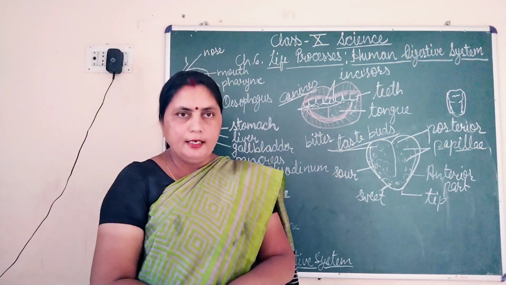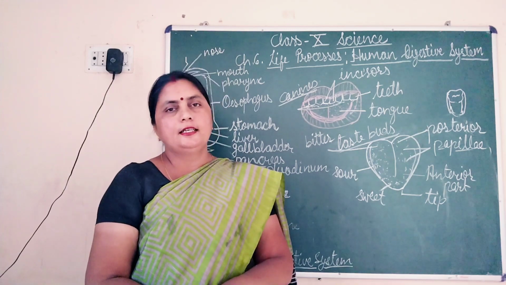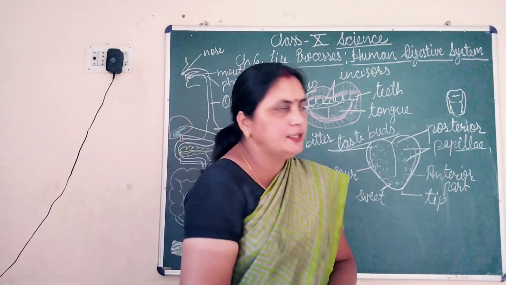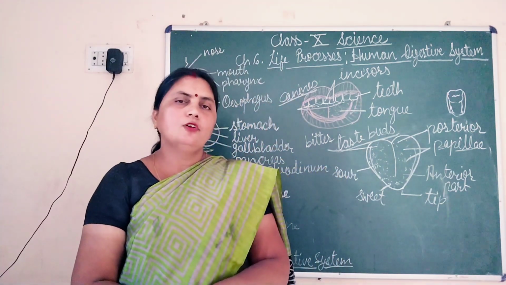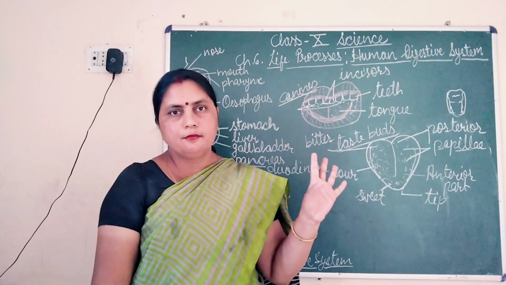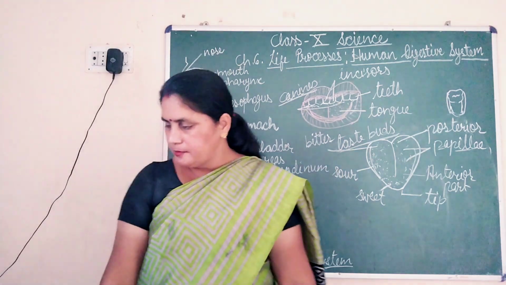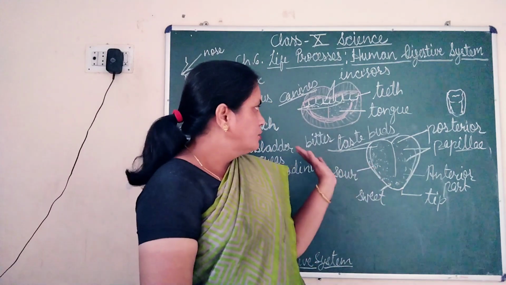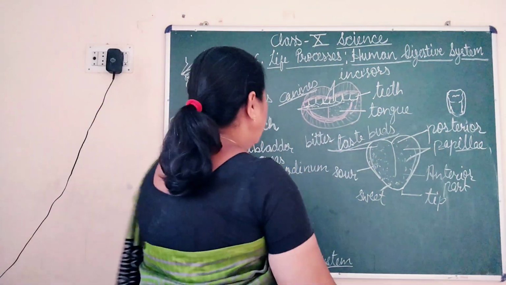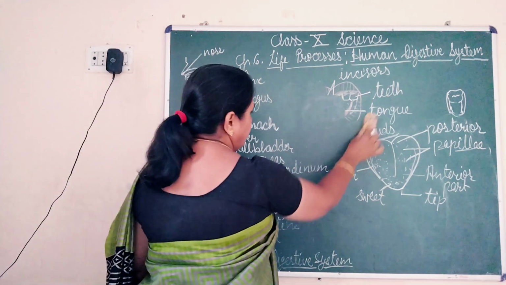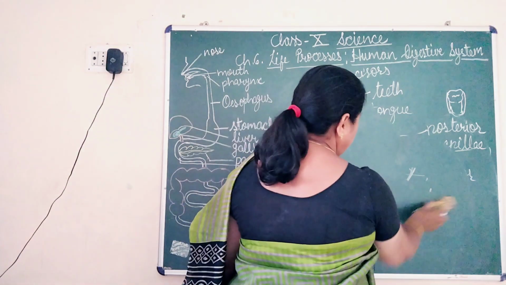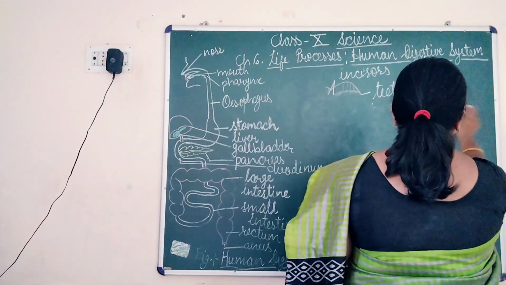In saliva there is also an enzyme called salivary amylase, which helps in digestion of starch. It helps in partial digestion of starch. That means only a little digestion takes place in the mouth. Later on, the digestion takes place in other organs. So I hope in detail I have explained everything about mouth and buccal cavity. Now we come to the next portion.